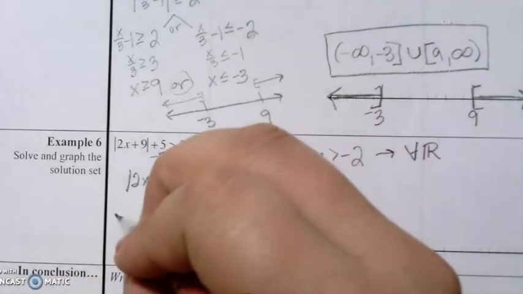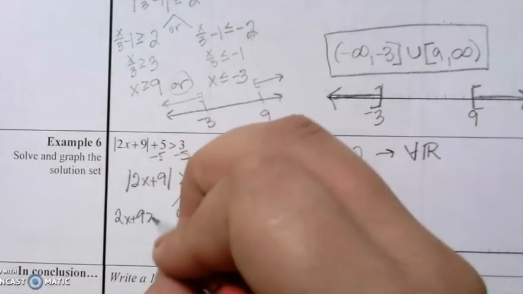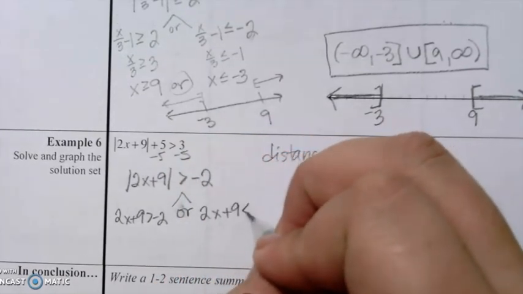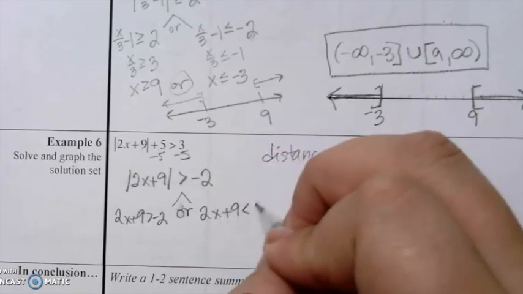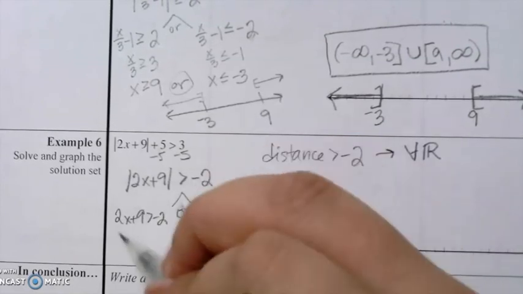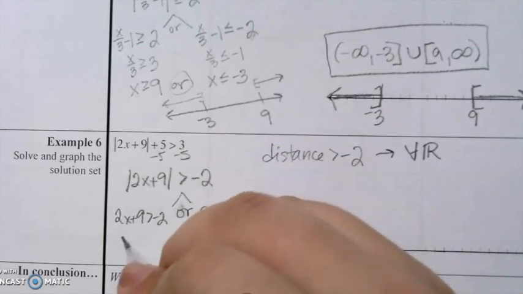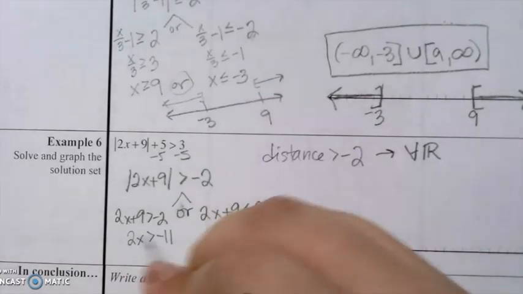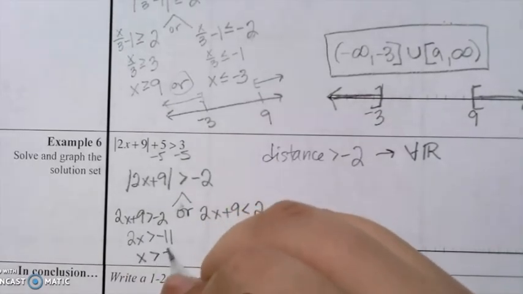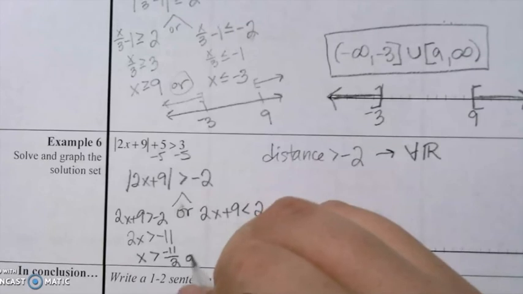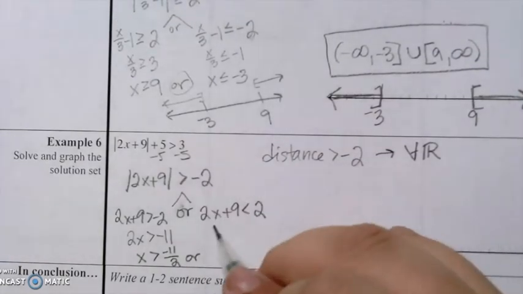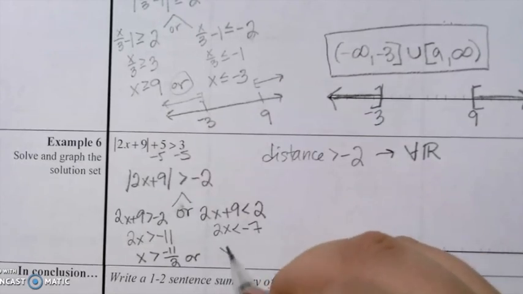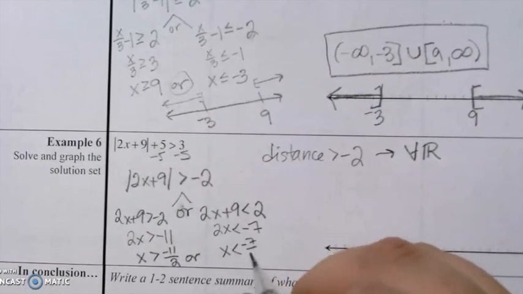Our first case, we have 2x plus 9 is greater than negative 2. Our second case, we have 2x plus 9 is less than, a negative of a negative is a positive 2. Solving our first case, subtract 9 from both sides. 2x is greater than negative 11. Divide by 2. X is greater than negative 11 halves. Or subtract 9. 2x is greater than negative 7. Divide by 2. X is less than negative 7 halves.